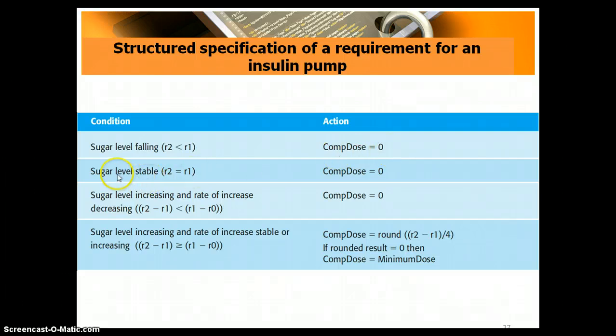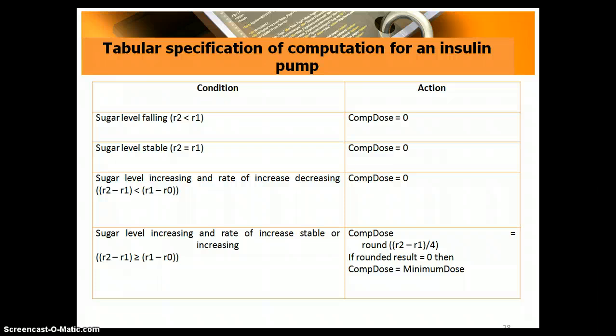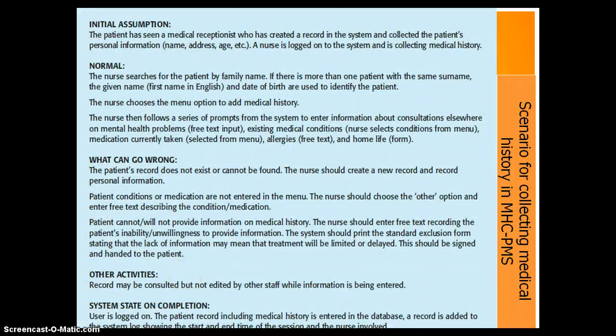Sugar level stable, no dose needed. Sugar level increasing and rate of increase decreasing. That means no need to compute any dose, but in this situation dose will be calculated by using some kind of formula. We are not doctors, that's why we don't know how the formula works, but this is the model you have to follow during your project, for your requirement. Same thing here. So you have to skip this one.